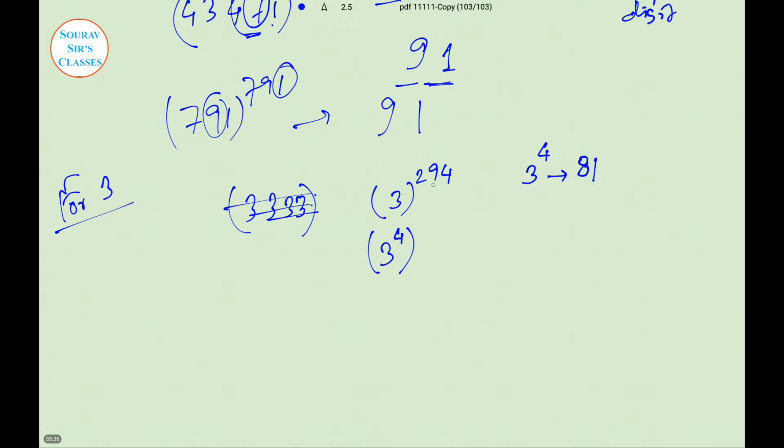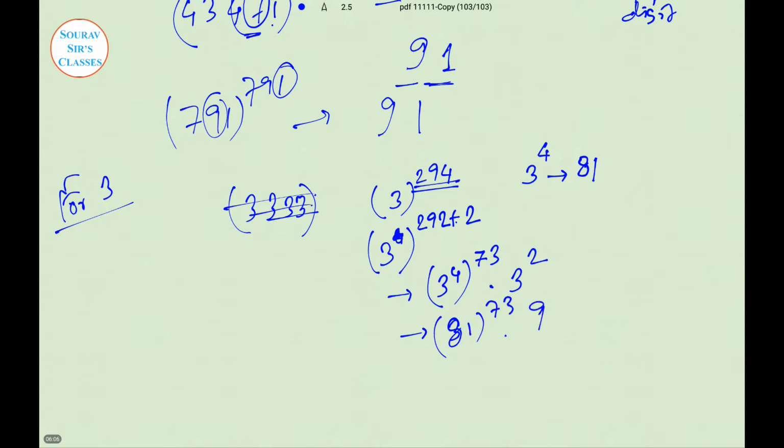So let's just see. 294, is it divisible by 4? No, it is not. The closest divisible number is 292. So just write it like this: 292 plus 2. Let it be 3. So this is 3 to the power 4. If I divide 292 by 4, 4 times 73 is 292, and this will be 3 squared intact. So 3 to the power 4 whole to the power 73, so this is 81 whole to the power 73 into 9.